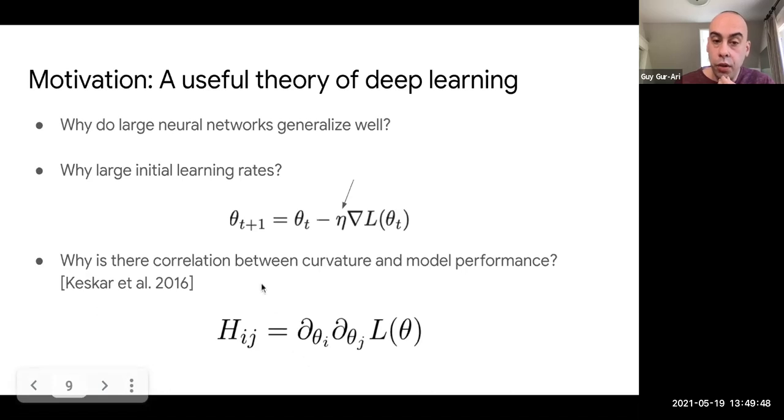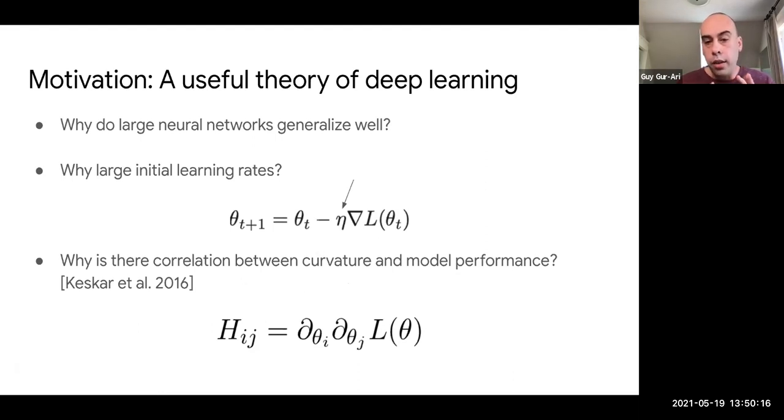And so it has been observed that there is a negative correlation between the curvature and how well the model performs. That means that the flatter the landscape is at the point you got to after training, the better the performance tends to be. And that's another thing that's not completely clear, but it seems like a good thing to look at if we're trying to answer things like why does the network perform well.